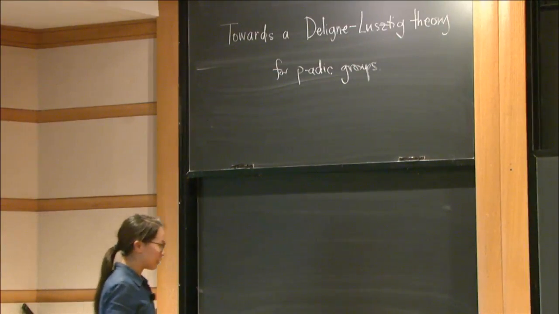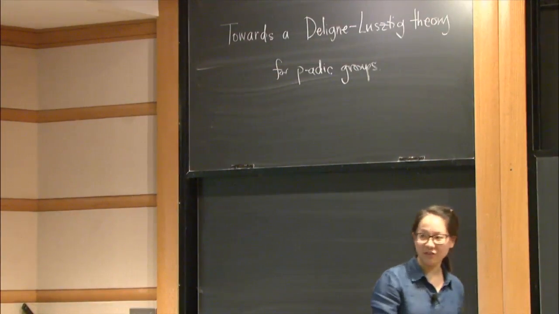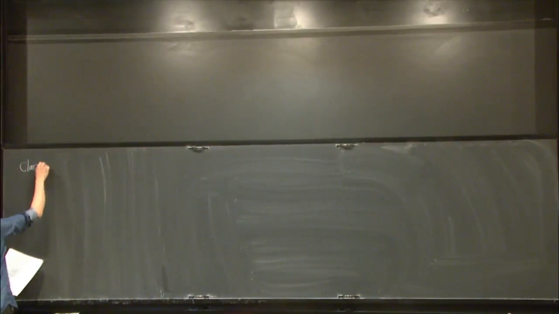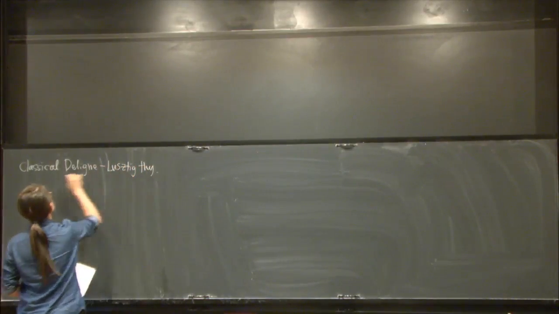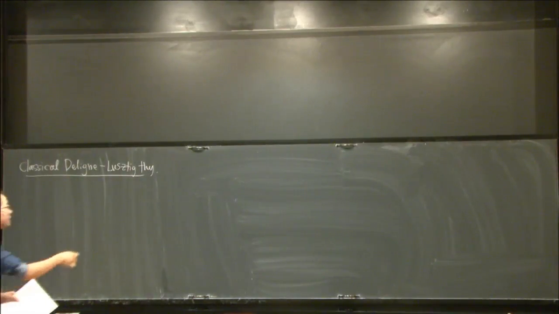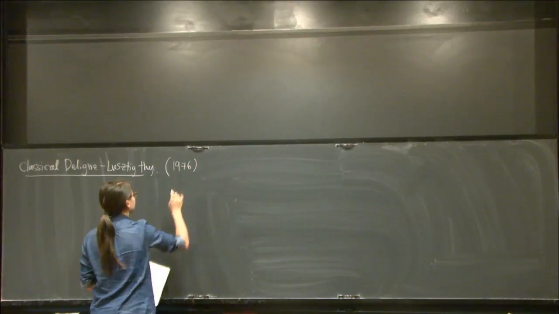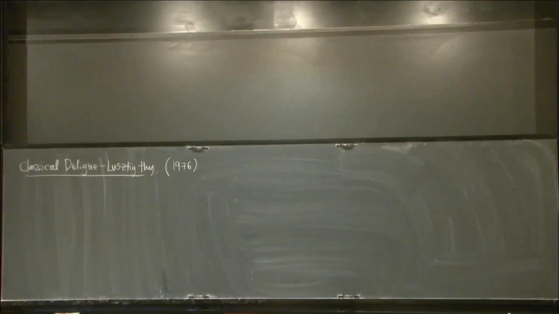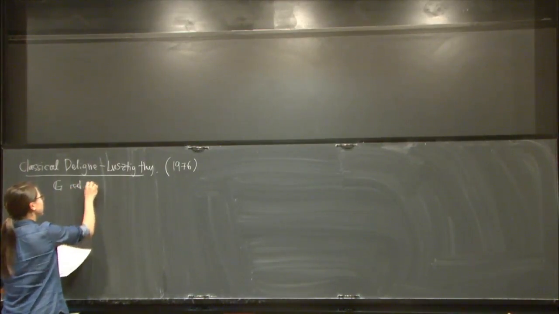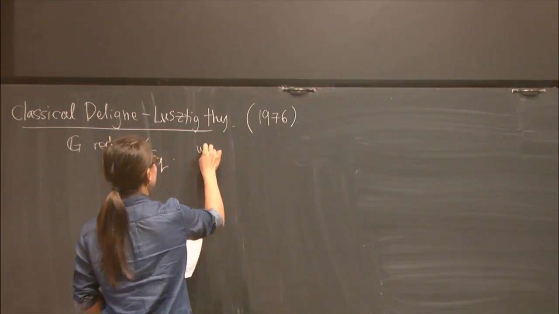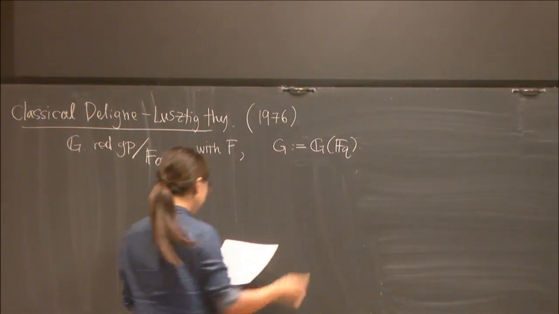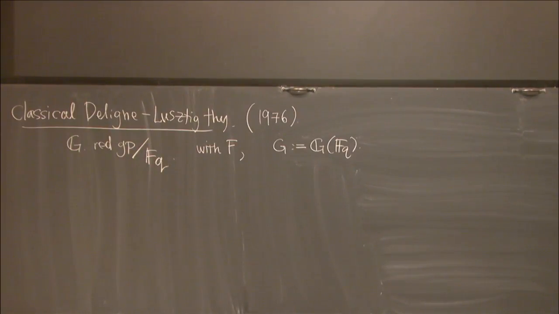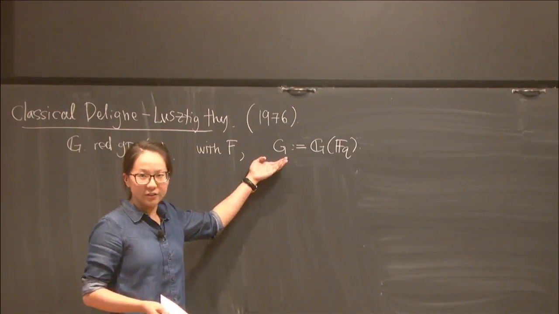Okay, so to start off, I want to give a brief introduction to classical Deligne-Lusztig theory. So this began in a 1976 paper of Deligne and Lusztig. And so the setup is that first I take G, a reductive group, over a finite field with a Frobenius F. And I'm going to take G to be the F_q points. Okay, so the main goal of Deligne-Lusztig theory is to understand what the representations of this finite group are.